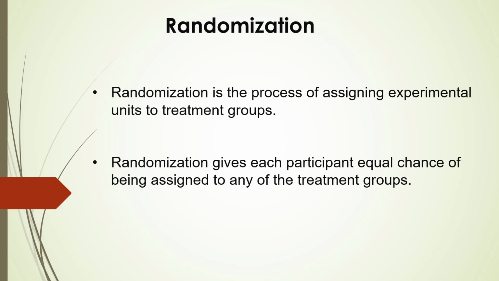Randomization is basically the process of assigning experimental units to different treatment groups. You may have 2 treatment groups or 3 or 4 depending on your research studies, and randomization is the process in which each experimental unit or each participant has equal chance of being assigned to the treatment groups so that there is no bias.